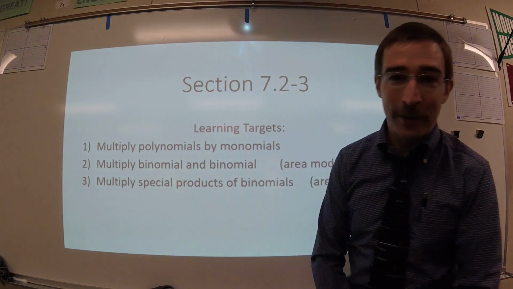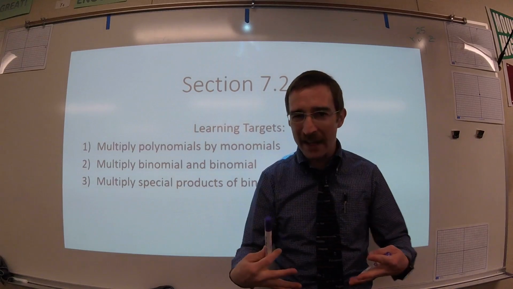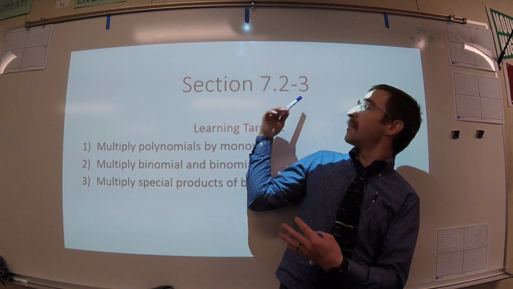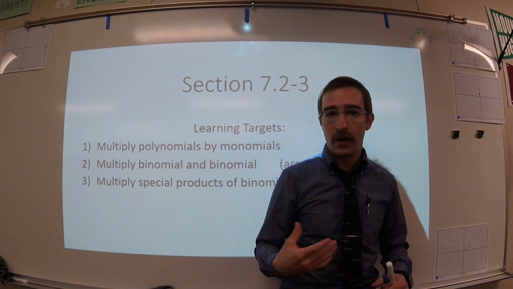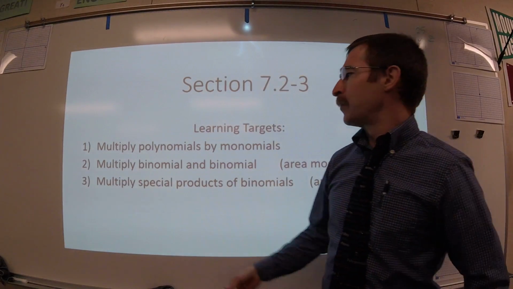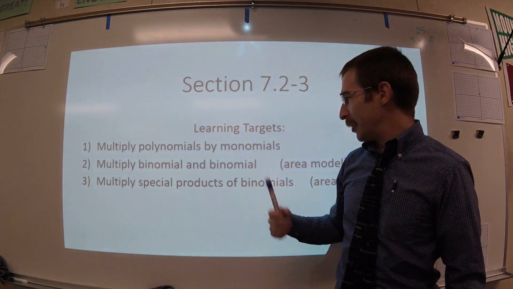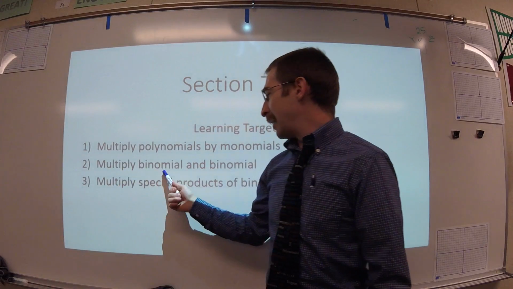Cool. All right. We are now doing section 7.2 and 7.3, kind of combining these two sections together, because 7.3 is just an extension of section 7.2. So Algebra 1 learning targets are, for these sections, multiplying polynomials by a monomial, or by monomials, just one at a time though. Multiply a binomial and a binomial.